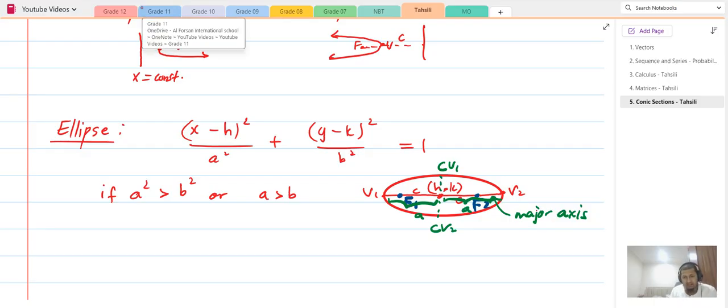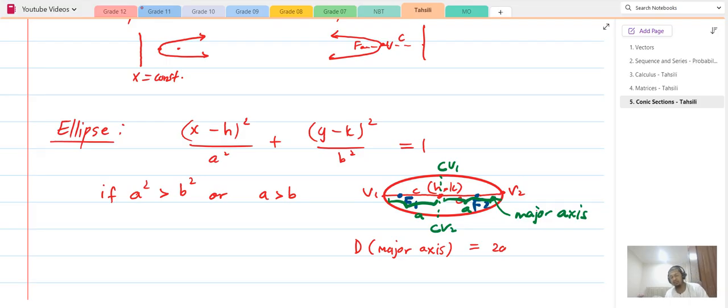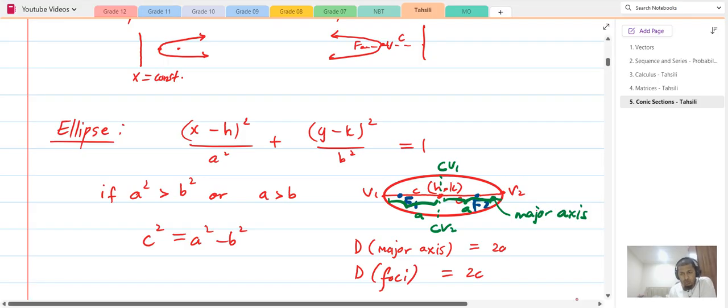Now if you want to find the distance of the major axis, it's just going to be 2a. You can see a plus a is 2a. The distance between the foci will be basically 2c. Now what is c? c squared is equal to a squared minus b squared. In order to solve this, you need to take a square root.